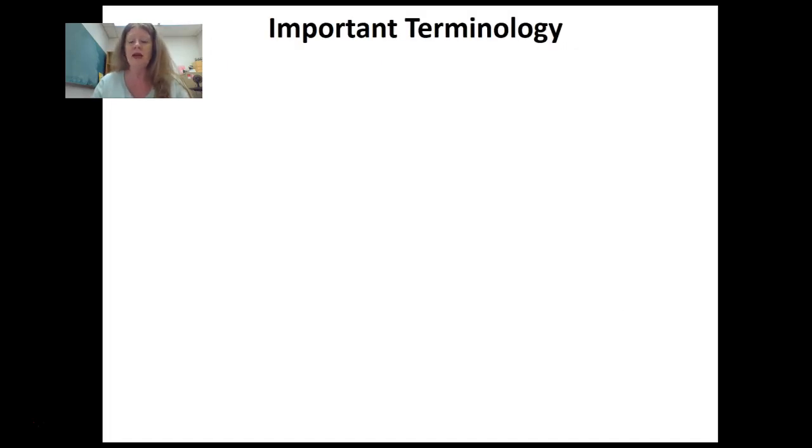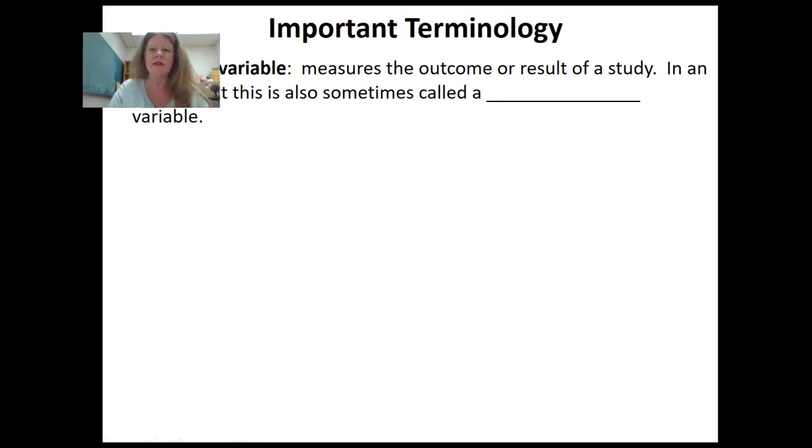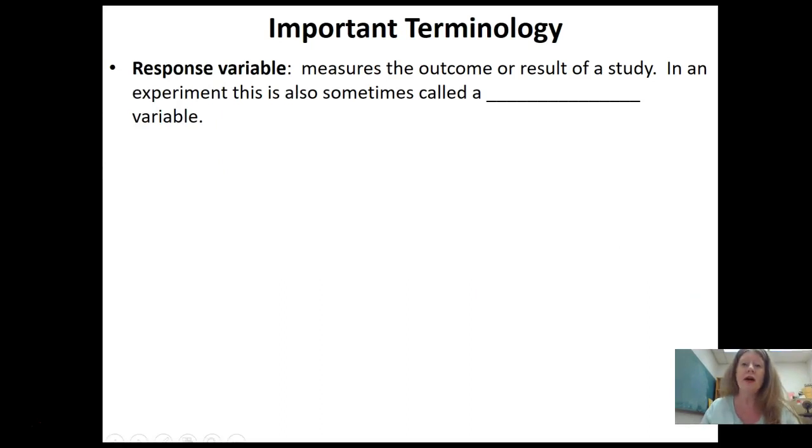Okay, so again, important terminology. What's coming up? We've already touched on this in the last slide. The response is the outcome of a study. Sometimes in an experimental situation, we'll call a response an independent variable.